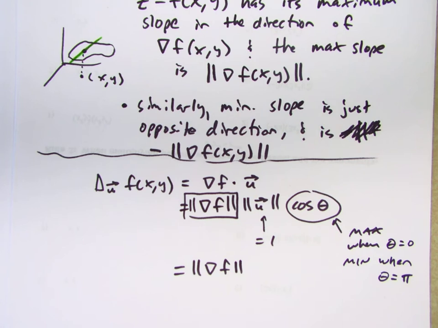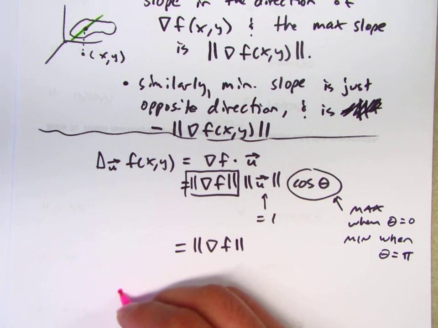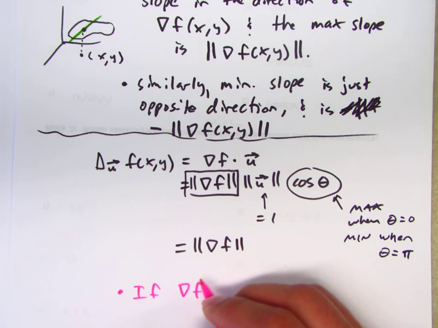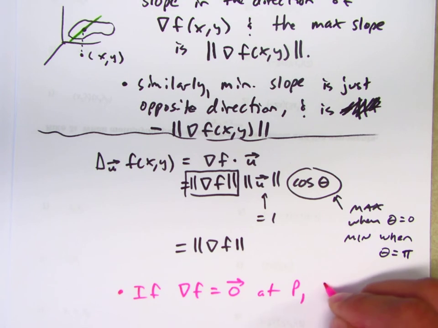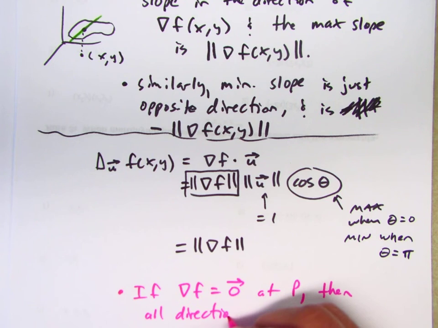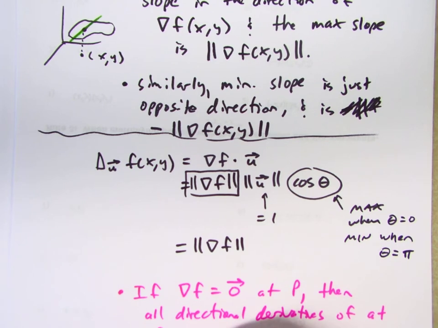And then let's just add one more property here, and then we'll get to some examples. If the gradient of f is the 0 vector at P, at a point, then all directional derivatives of f at P are 0.